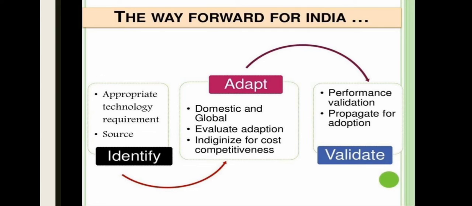So this is the way forward for India, means how we can develop our agriculture. First step, we have to identify which technology is our requirement and who is the source who provides that technology and equipment to farmers. And the second is adaptation, domestically or globally. Domestically means at the level of rural area, and globally means all over the state, or everyone has to follow.